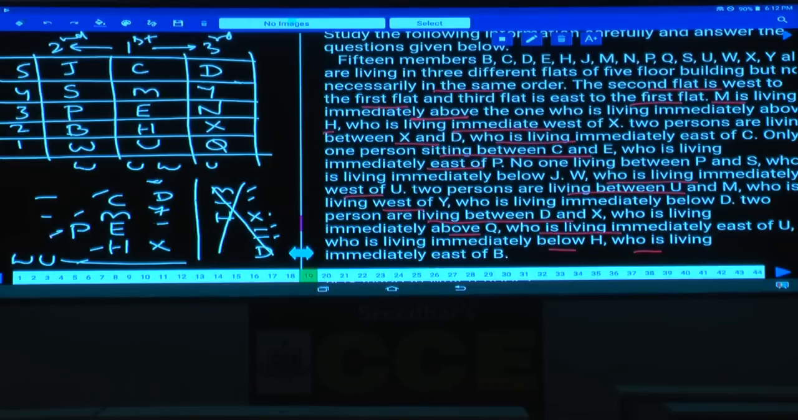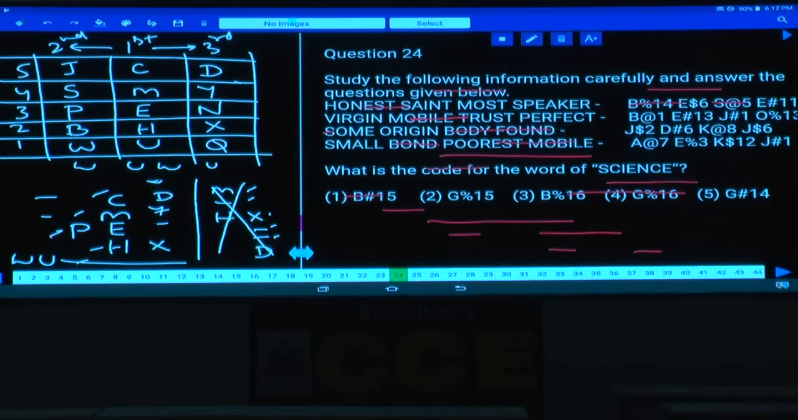Then question numbers 24 to 28. How many of you have done this one? Now in question numbers 24 to 28, tell me what the information is here. Honest, saint, most, speaker. And if you observe here, 4, 5, 6 and 7, isn't it?